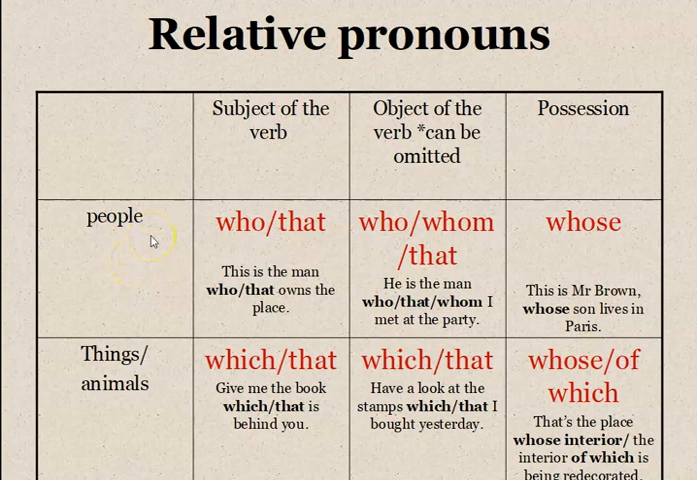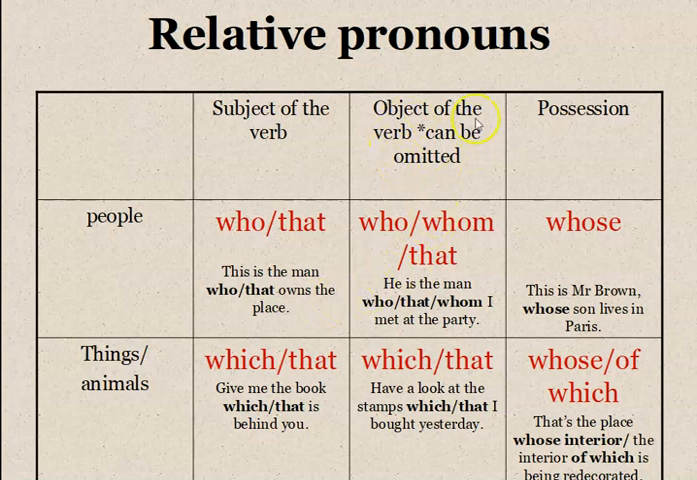If we're dealing with people, we use who or that for the subject. For example, this is the man who owns the place. Or, this is the man that owns the place. Okay? You can think about how you would translate the sentence in your language. This is the man who owns the place. Or that owns the place.